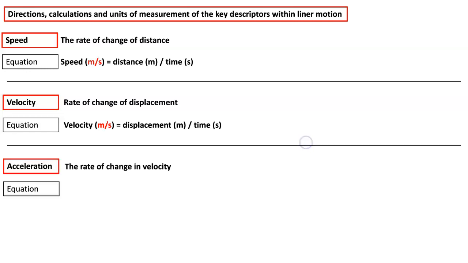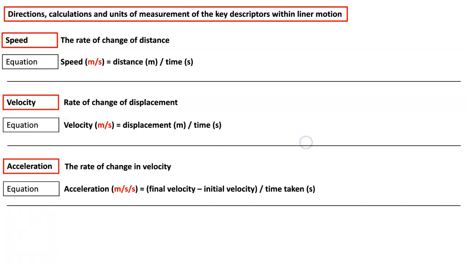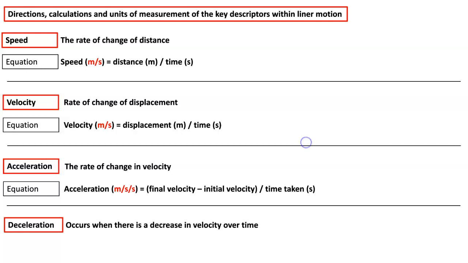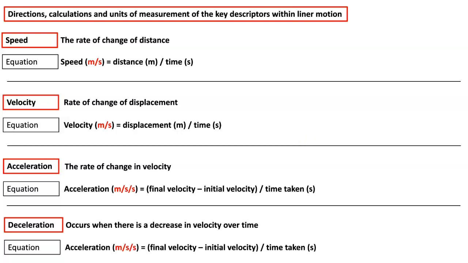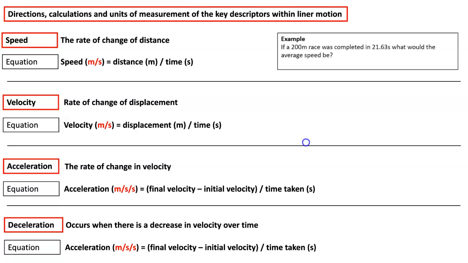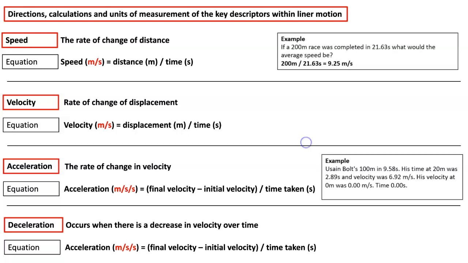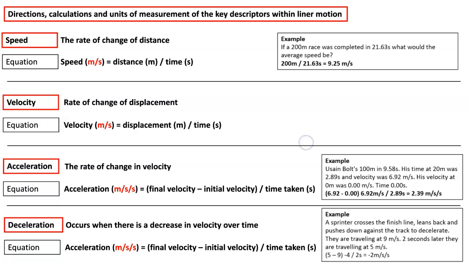Acceleration we know, we've already done this, so I'll skip it off. However, deceleration we need to be aware of. Deceleration occurs when there is a decrease in velocity over time. It is the same equation as acceleration. I've got some examples here. You can pause this and go through them if you want to, so you can understand it. However, I will not be doing this right now during this screencast. So pause this now if you want to have a look at those and work them out and make sense of them.